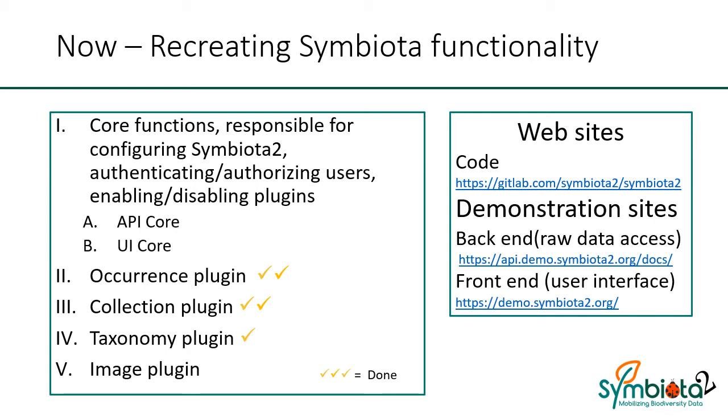If you want to see the progress, there are some websites here. The code is at GitLab. There's a demonstration website, and there's one for the back end, and there's another one for the front end. And you're welcome to go there and try them out and take a look. We are deliberately making the front end look somewhat like Symbiota to ease the transition from Symbiota to Symbiota 2.